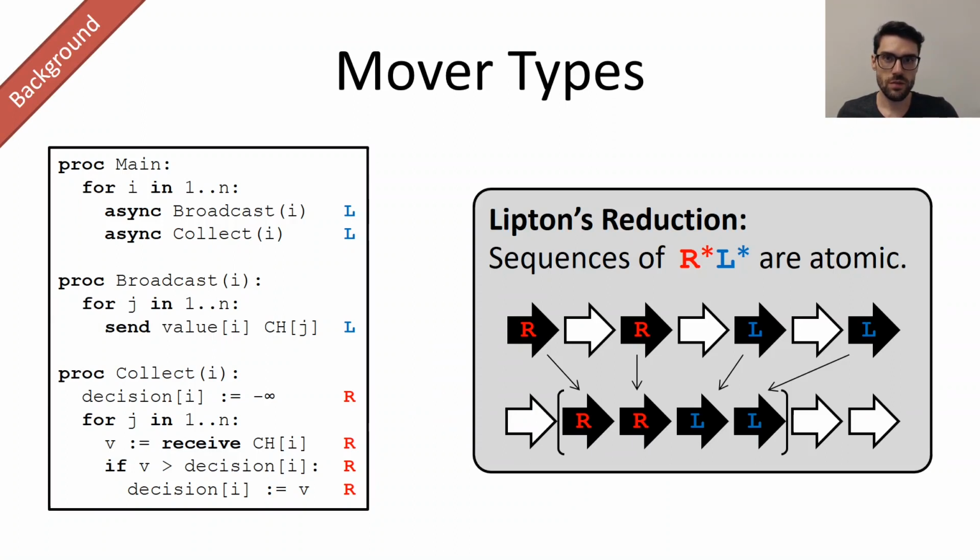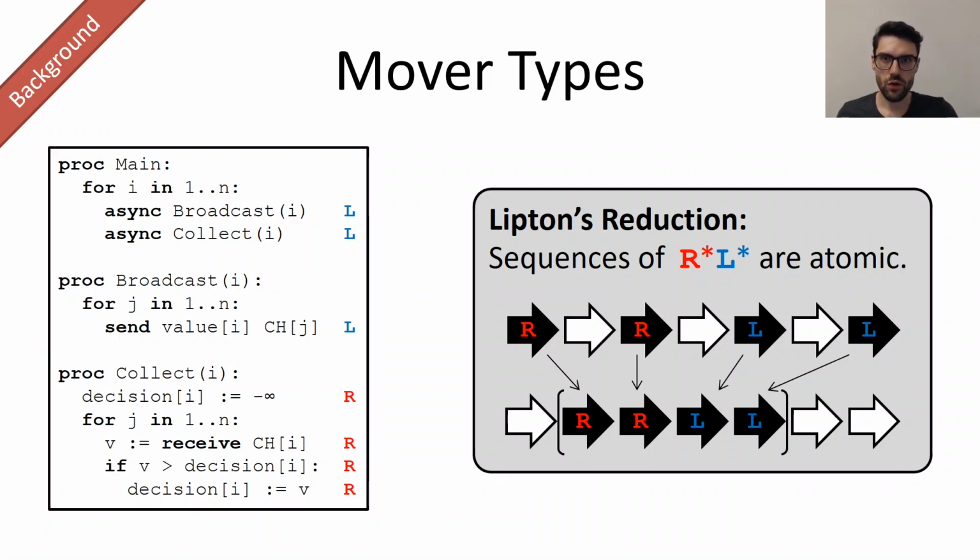Now, the point of establishing mover types is to apply a result that is called Lipton's reduction, which says that if a thread, the black one in my example, executes a sequence of right movers followed by a sequence of left movers, then no matter if it could really be interrupted by other threads, we can always consider the black thread to execute atomically, because we can commute its actions such that they appear in one consecutive block, denoted also by a brace around the block.